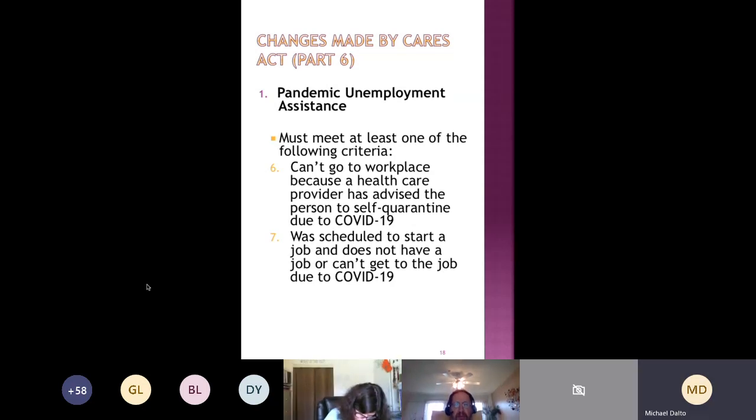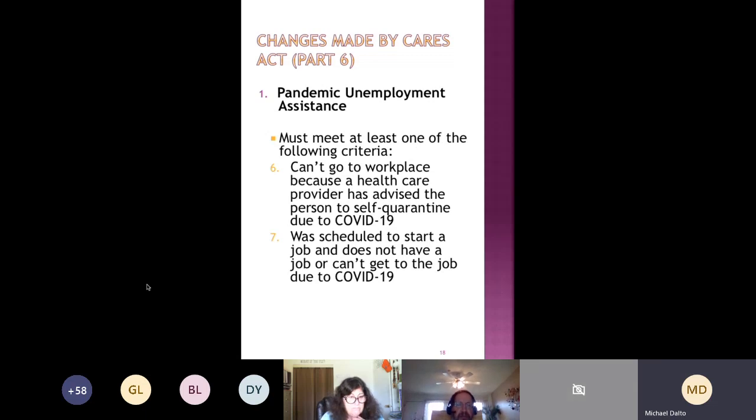Number 7, you were scheduled to start a job. You had a job offer, had a start date, but you couldn't start the job. You do not have a job, the law says, due to COVID-19. So that might include somebody whose job was canceled, or for some reason they could not do that job any longer, even though they were scheduled to start. It could also be somebody who had just started the job, but then was laid off or for some reason couldn't continue.